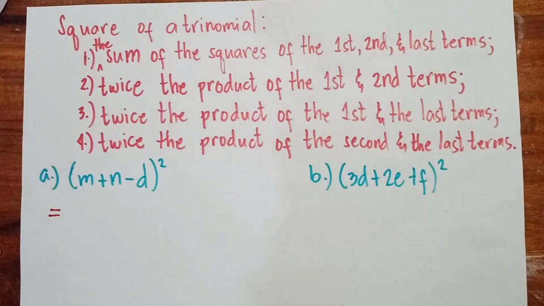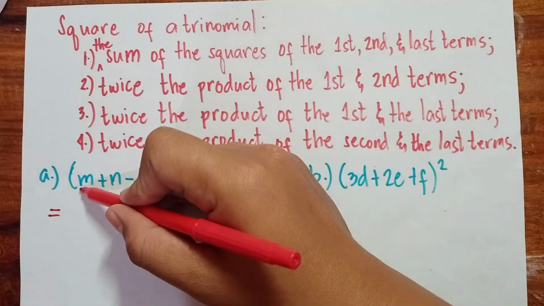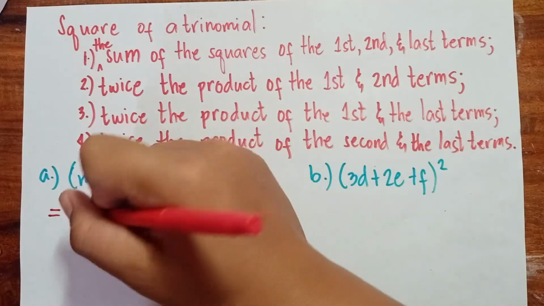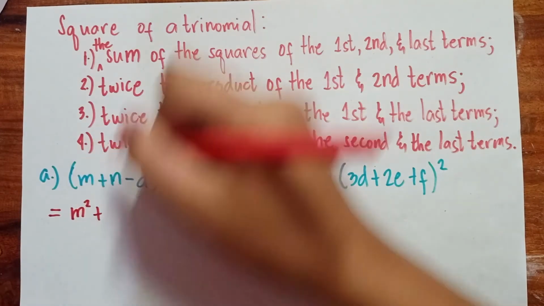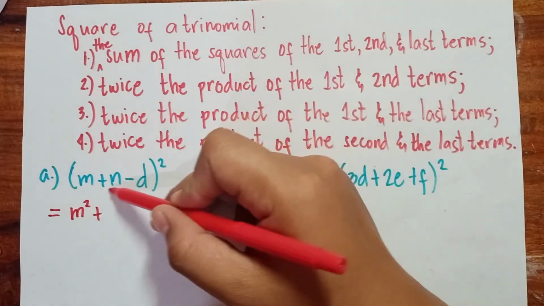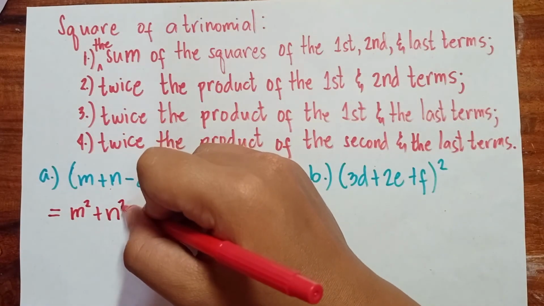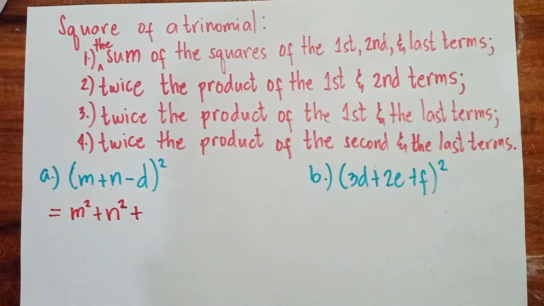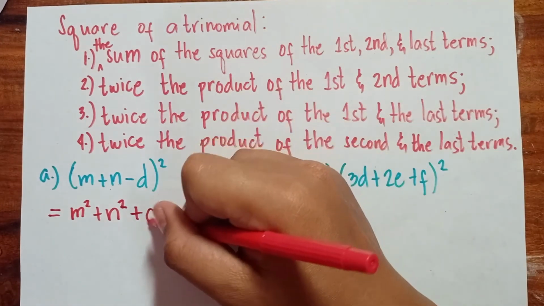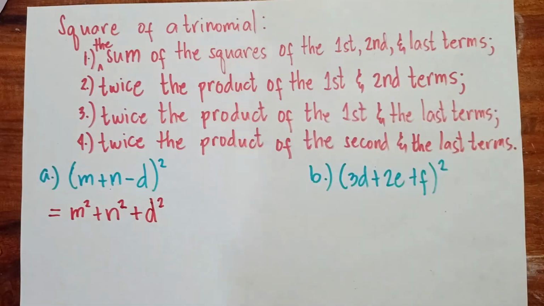First, we are going to get the sum of the squares of the first, second, and the last term. So the first term is m. What is the square of m? Correct. That is m squared. Plus, because we have here sum. So sum means we're going to add. So the square of the second term, that is n squared. Plus again, that is the square of the third term or the last term, that is d squared. Okay? So that is step number 1.